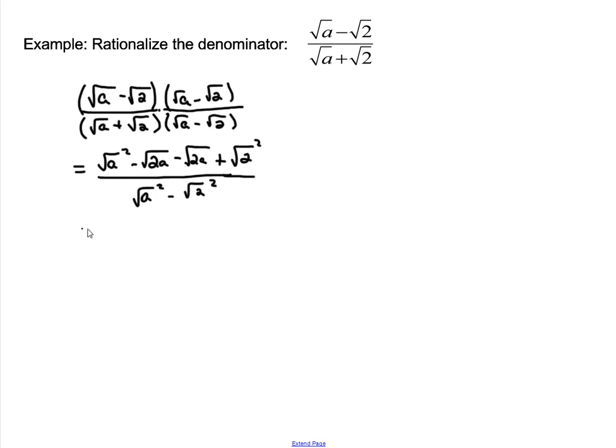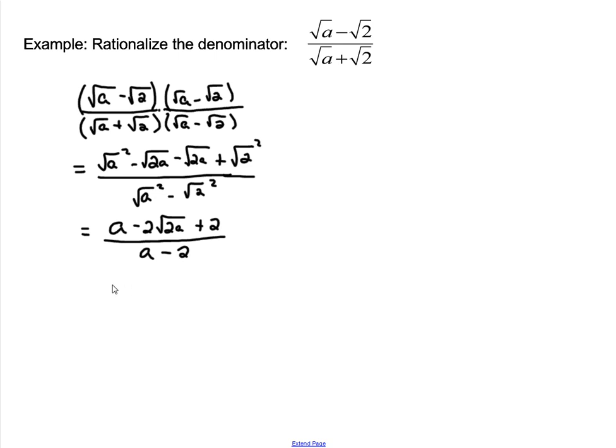All right, so let's simplify this a little bit. Square root of a squared is just a. We've got square root of 2a and square root of 2a. We're both in subtraction, so we're going to have 2 square roots of 2a here, plus the square root of 2 squared is just 2. And in the denominator, we have a minus 2.